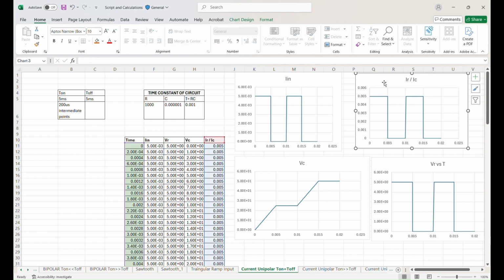The current flowing through the circuit and VR by R look similar because this current flowing through the circuit is calculated using VR. By dividing this by resistor, we are getting the current flowing through the circuit.